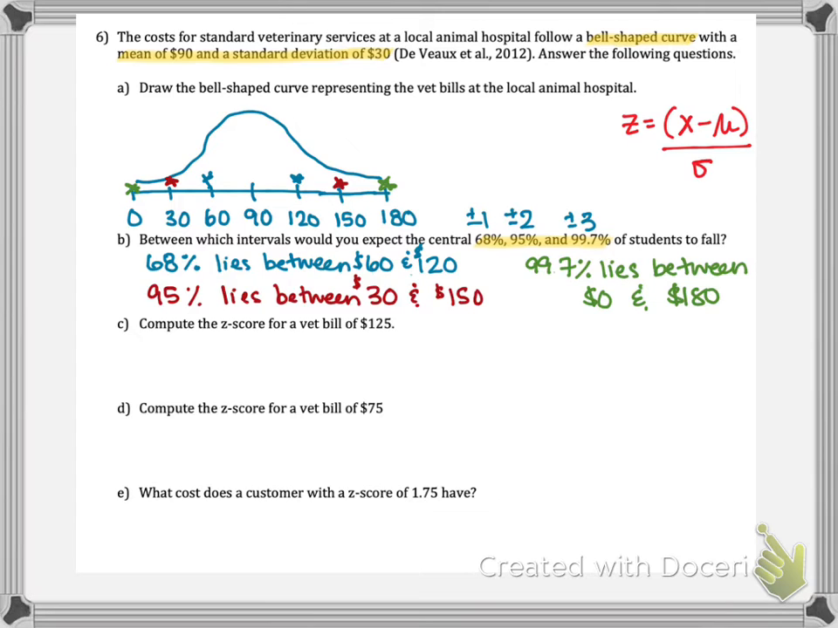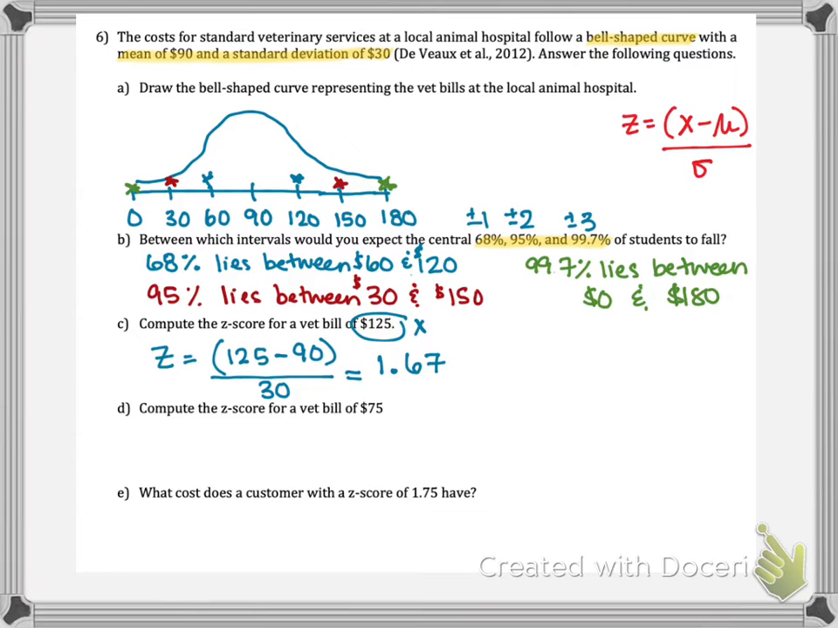So I'm going to take z equals, the number they give me is x, so 125 minus the mean, which was 90, all divided by the standard deviation of 30. So if you put that in your calculator, you should get that the z-score is 1.6666, so I'm going to round it to 1.67. So that would be 1.67 standard deviations above the mean.